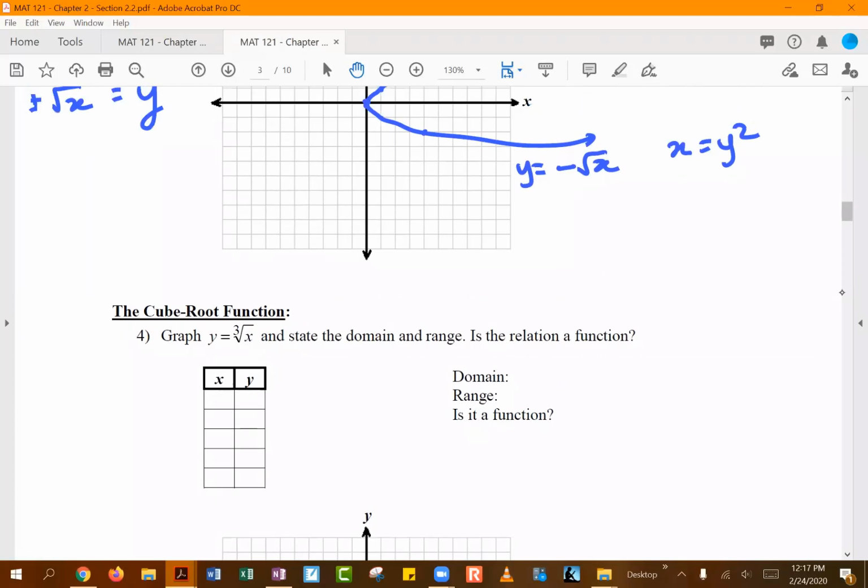All right, so we've looked at parabolas opening up, parabolas opening to the right, which would be the same thing if your parabola was opening to the left, right? Because you still wouldn't have a function. And we've looked at the square root function. Now, cube root.